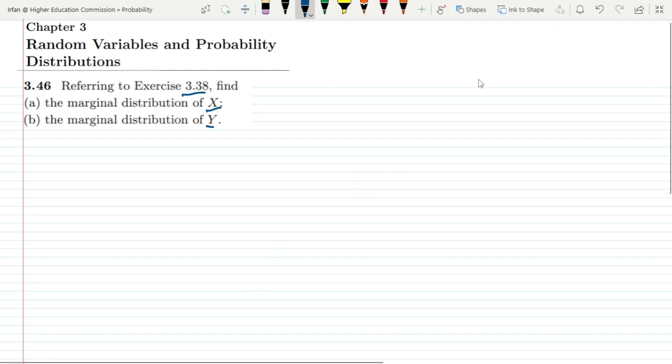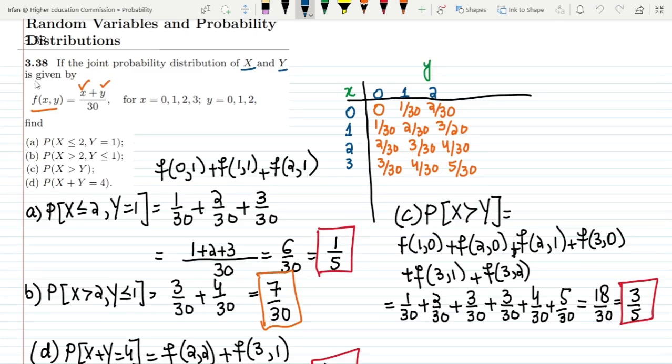Okay, so let us see what that problem was related to. Here you can see that this is problem 3.38, which is: if the joint probability distribution of x and y is given by this one, for the values of x which are 0, 1, 2, 3 and y 0, 1, 2. Okay, so on the basis of it, what did we find? For x 0, y 0, the value of the function is 0; for x 0, y 1, the value of the joint probability distribution is 1/30, and so on.